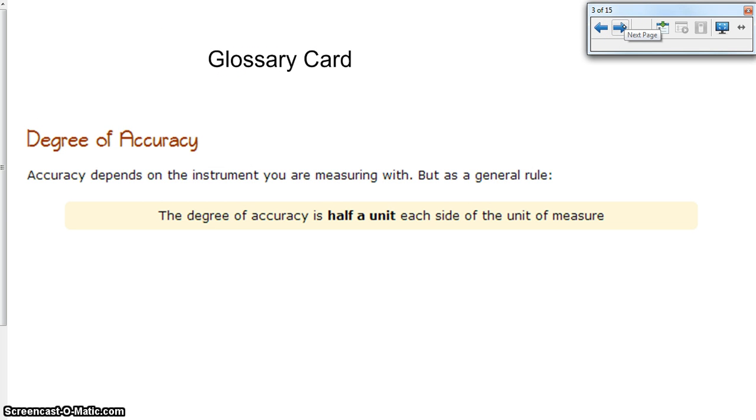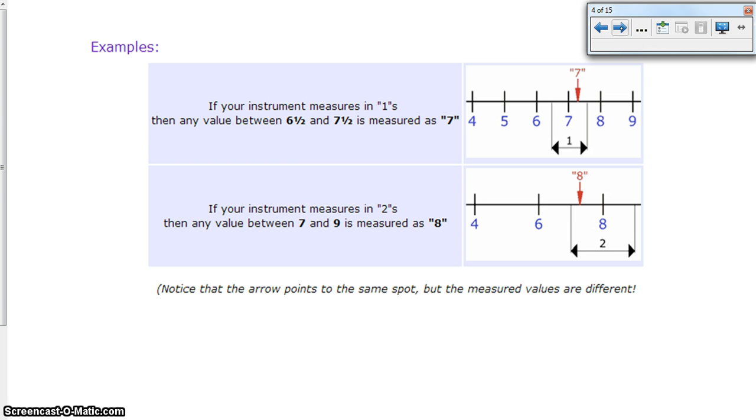Now, another glossary card is degree of accuracy. Accuracy depends on the instrument you're measuring with, but as a general rule for accuracy, the degree of accuracy is half a unit each side of the unit of measure. Let me give you an example.